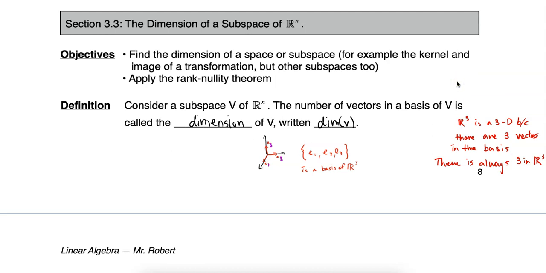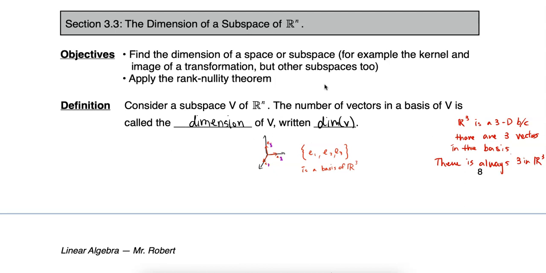Welcome to section 3.3, where we are going to talk about the dimension of a space or subspace, and also introduce a theorem called the rank nullity theorem. So a subspace can be the space itself, which is why we're going to think of examples as R2 and R3, for example. We all have an intrinsic understanding of what the dimension is. If we talk about the plane R2, it has 2 dimensions, and if we look at space R3, it has 3 dimensions. But here's how we would define the dimension mathematically.